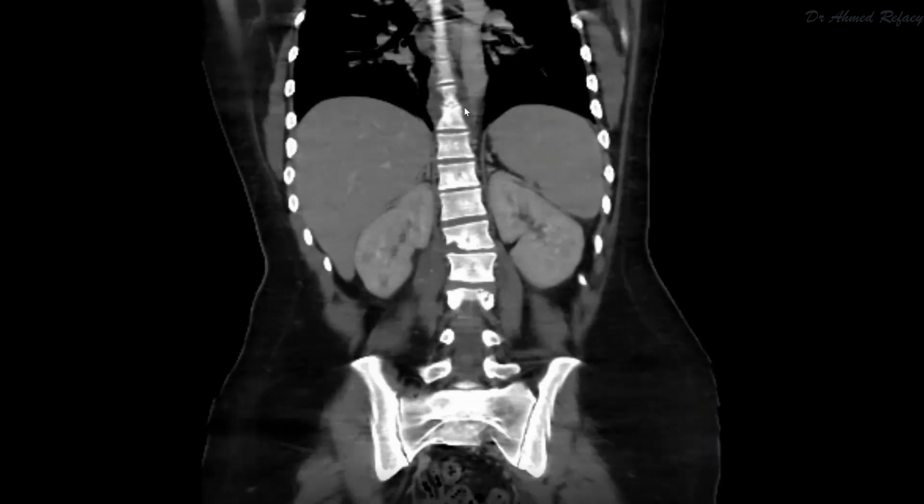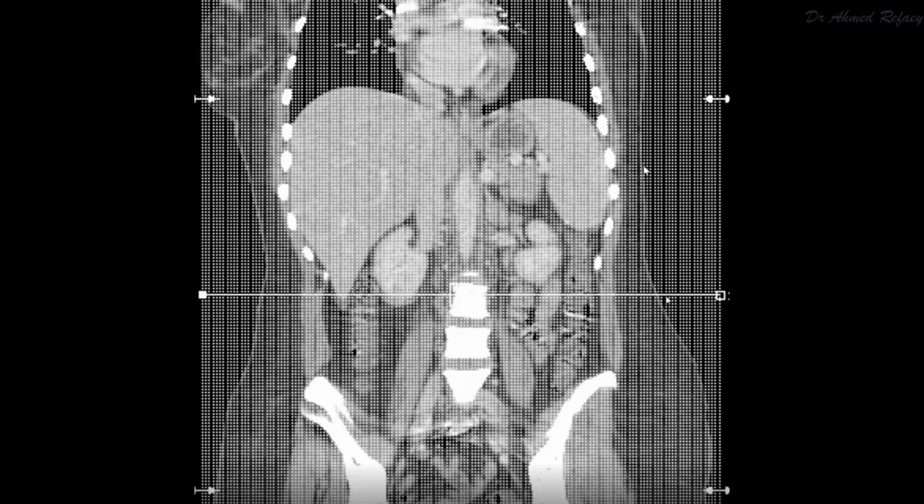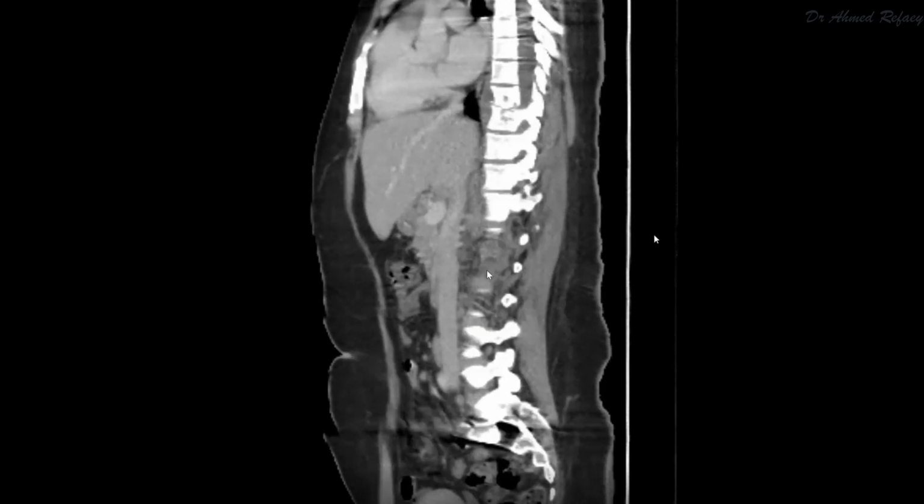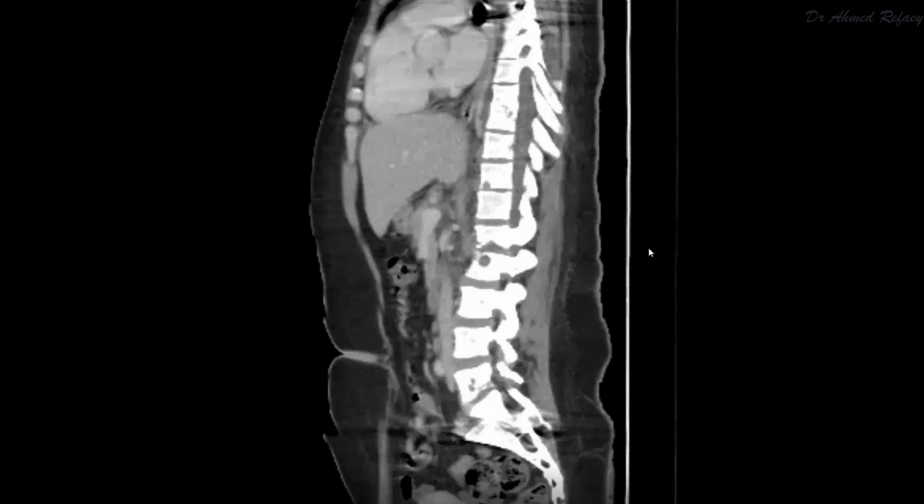in the lower thoracic vertebrae, as well as adjacent paraspinal fluid collection. As you see, destruction of the end plates with paraspinal fluid collection in more than one level, in the lower thoracic level and in the upper lumbar, as well as in the lower lumbar level. So we have multiple levels of end plate destructive lesions, and in the upper thoracic spine, it's associated with paraspinal fluid collection.